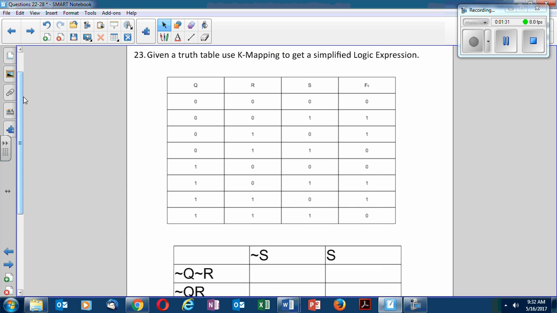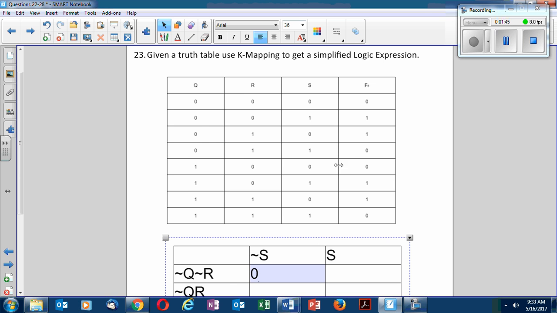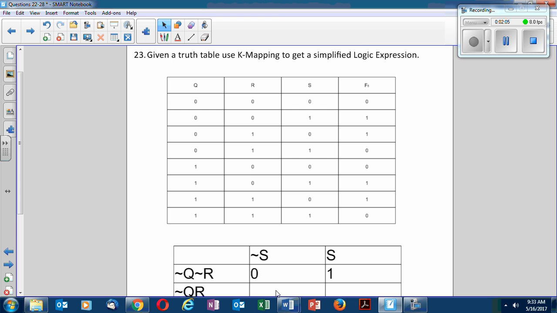Next, I'm going to take a look at my outputs and see where they map out. This one says not Q, not R, not S. So it's this field over here, because it's the intersection of not Q, not R, and not S. And the output is 0, so I'm going to put a 0 there. This one says not Q, not R, S. So it's this field, the intersection of not Q, not R, and S, and I'm going to put a 1 here. Next one is not Q, R, not S, and this one is also 1.